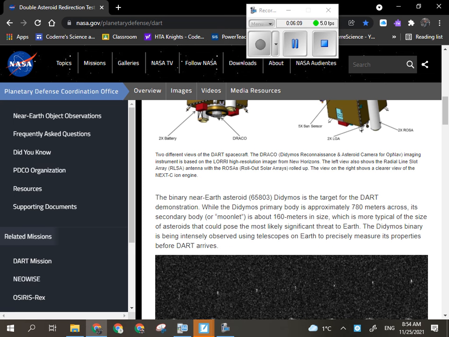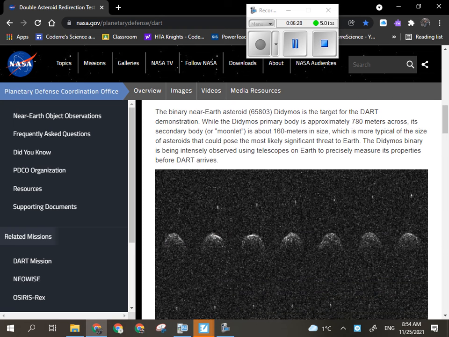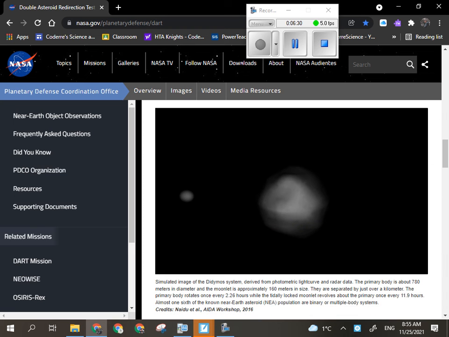So they're going to have that going. Okay, what do they say? The big asteroid is 780 meters across, and the little one that they're going to smash into is 160, which is more typical for asteroids that could pose a significant threat to Earth, because the bigger they get, the less likely they are to have their orbit change and then be a worry for Earth. This is kind of what it looks like right now because it's a long way away. That's the big one and that's the little one.